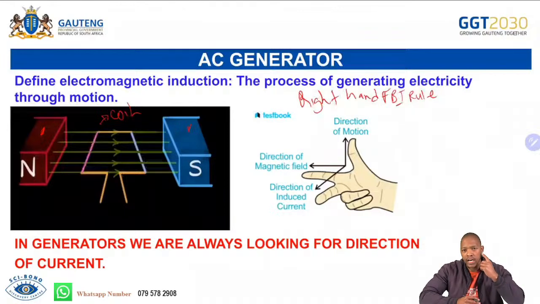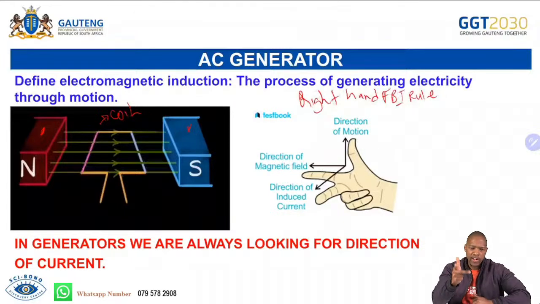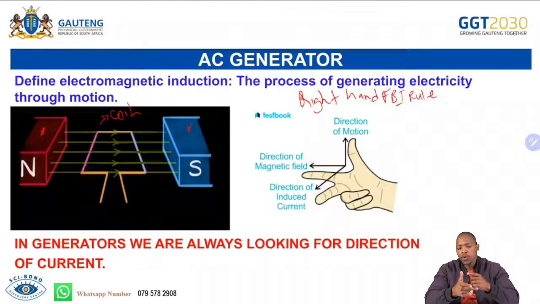How does the right-hand rule actually work? The right-hand rule gives us the direction of current that is induced in the coil in my generator. It works like this: you hold your fingers such that your thumb, your forefinger, and your middle finger are perpendicular to each other like this. Then you must know what all these three fingers are representing, which is the reason why I'm calling it the right-hand FBI rule. You look at the thumb.